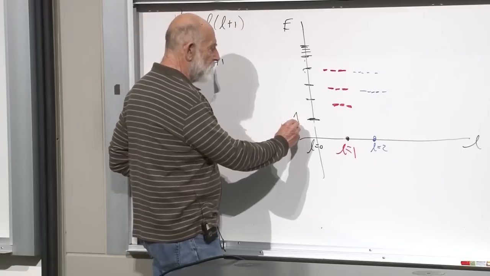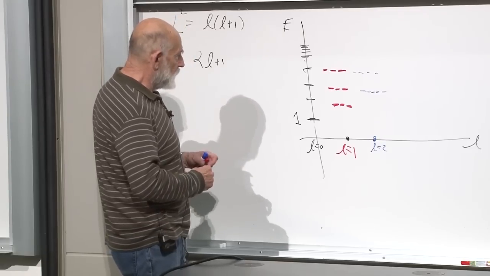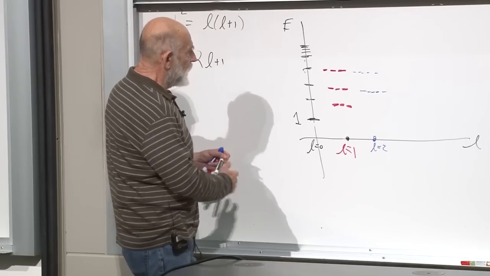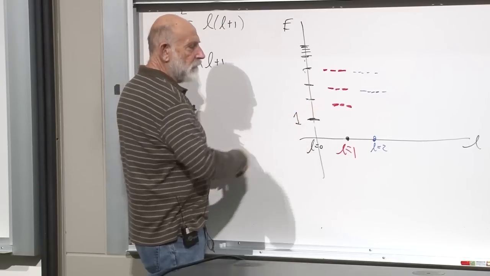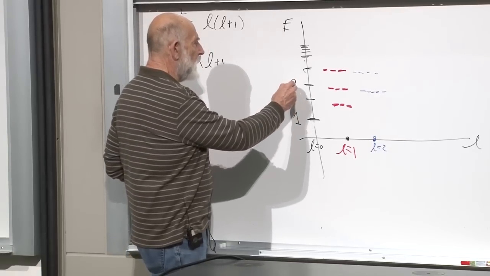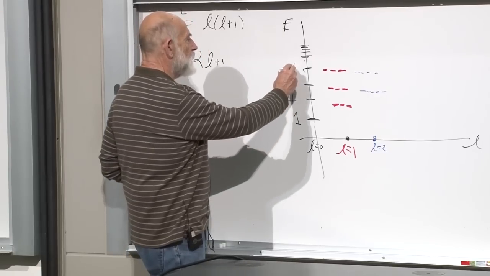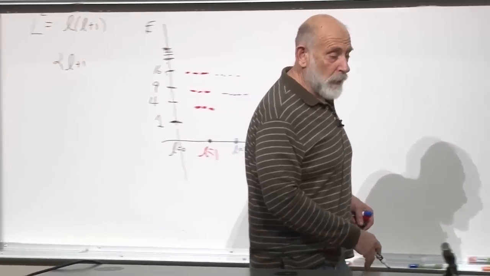1 here at this energy level. Yeah, 1 here. 4 here. 0 angular momentum plus angular momentum 1, 4. 9 here. 16 here. Evidently L squared levels.